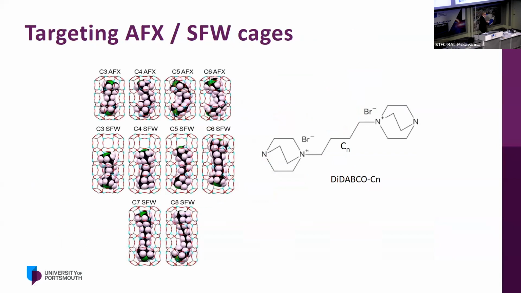And then to take the DABCO units to try to predict what would make the AFX and the SFW cages. We can see the smaller chains here between 3 and 6. We certainly got a very nice fit in the middle there. And when it comes to SFW, in particular at around 6 and 7, we can see a very nice fit in the cage there.